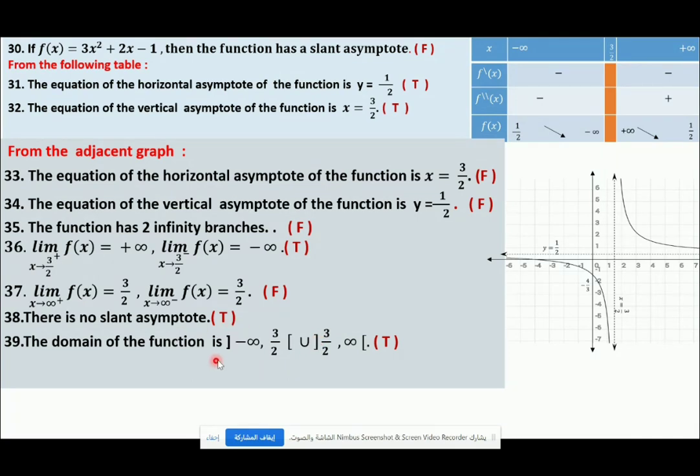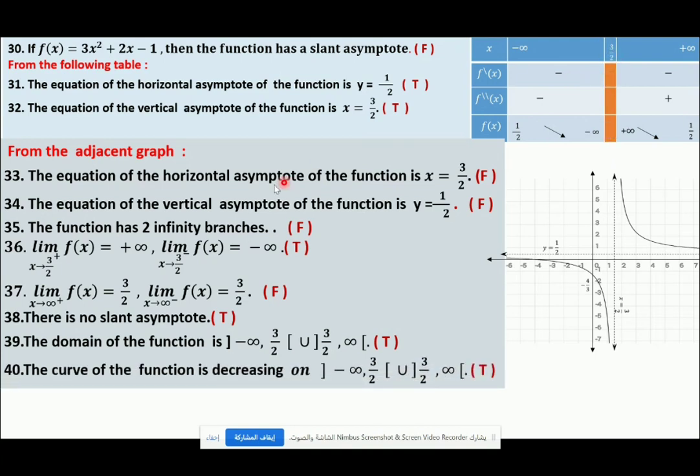39. The domain of the function is negative infinity to 3 over 2, union 3 over 2 to infinity. This is true because you can't take 3 over 2 and include it in your domain, because it has a broken line here and a block in the table.